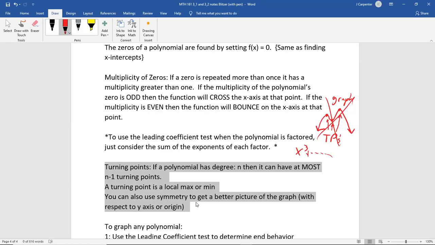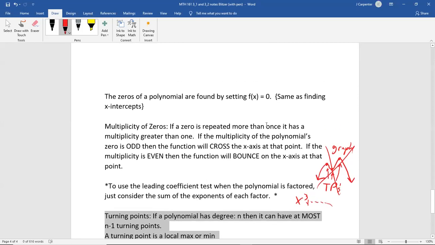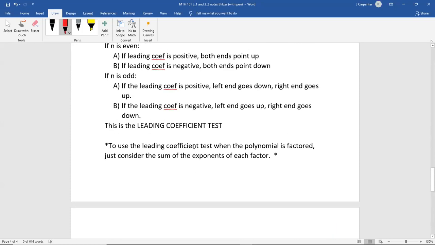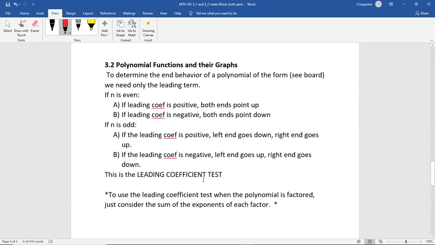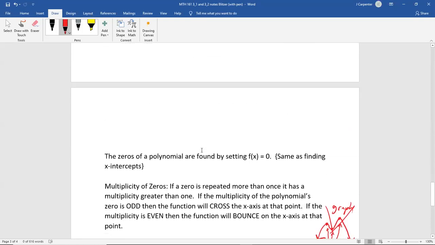But what you really, really, really have to have down is finding the zeros by setting the function equal to 0. That has to be mastered. If you can't factor, you are out of luck. You are not going to be able to do this without the ability of factoring. Identifying the multiplicities of zeros, telling whether they bounce or cross on the axis, that is important. Using your leading coefficient test to know whether the ends are going up, down, or one of each. Those are all very important aspects.